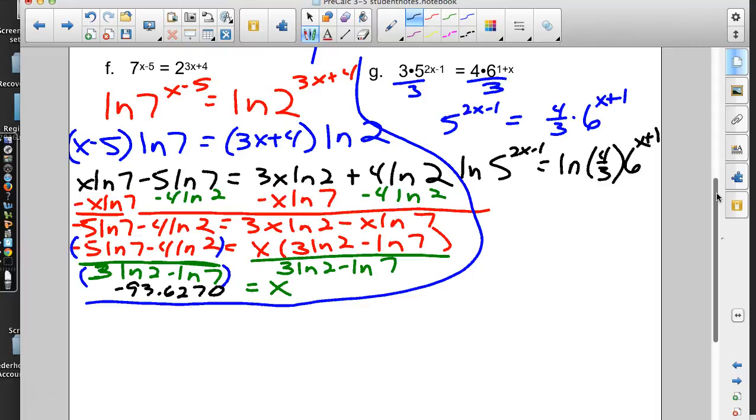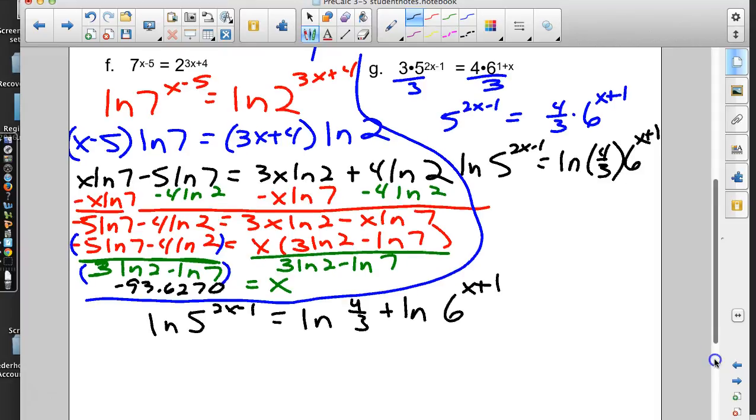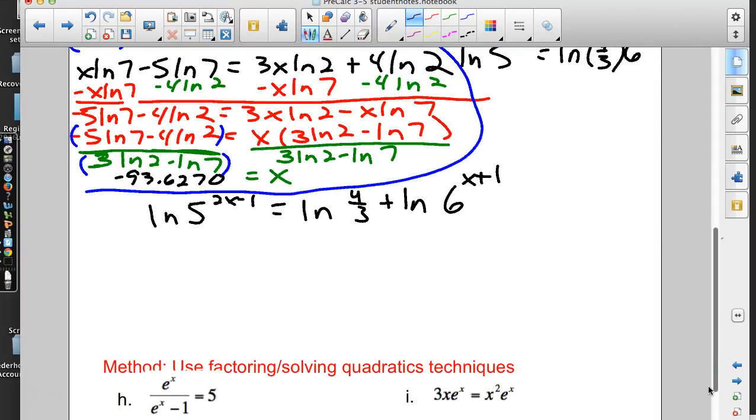Well, we better figure out what to do over there on that right-hand side, because things are getting a little scary. Multiplication in logarithm language means what? Addition. Finally, we can separate those a little bit. Multiplication in logarithm language is addition.